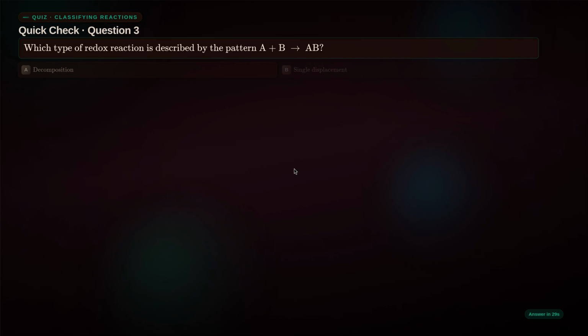Question 3. Which type of redox reaction is described by A plus B gives AB? Option A, decomposition. Option B, single displacement. Option C, combination. Option D, combustion. Take a moment to work it out. The correct answer will appear in 60 seconds.